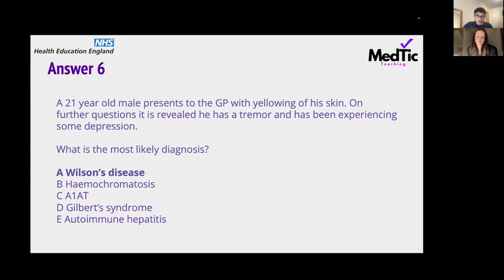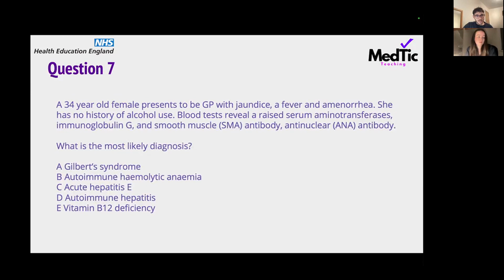Okay, so the answer was A, Wilson's disease. And we'll get on to why that was the answer, because we're going to talk a little bit after the next question about causes of jaundice, thinking about pre-hepatic, intrahepatic, and post-hepatic causes. So if we move on to the next question, and then we can speak about the other things in more detail. So I'll read this out.